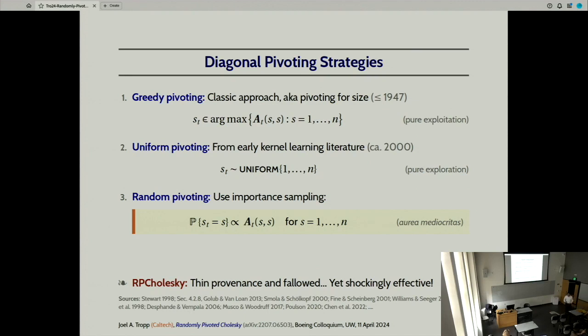So this idea does appear in the literature, but the provenance is thin and it's fallow. No one does this.